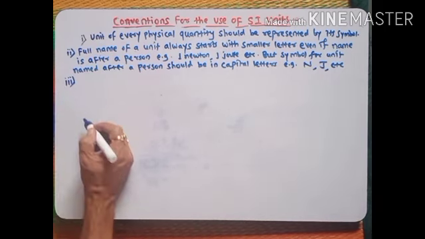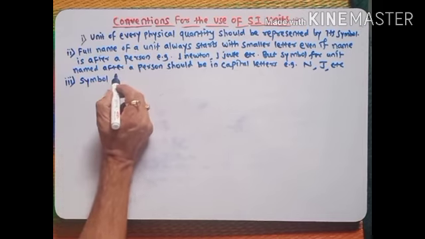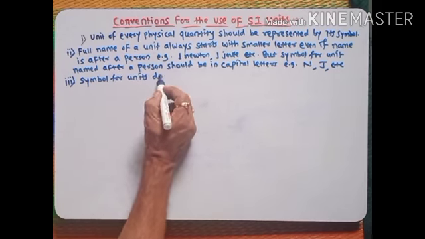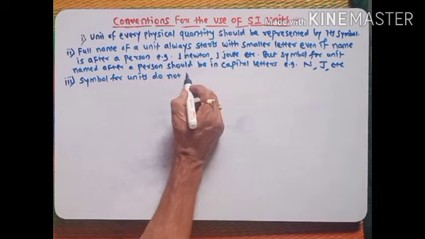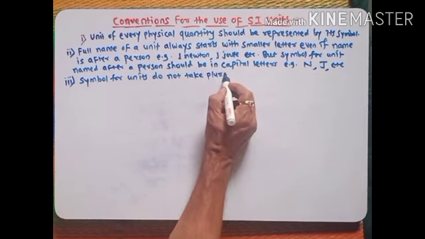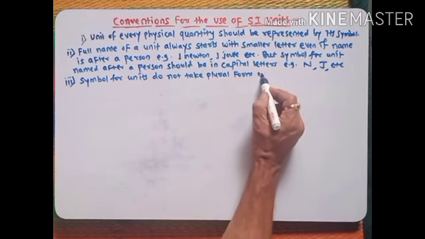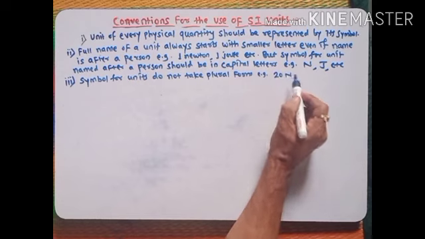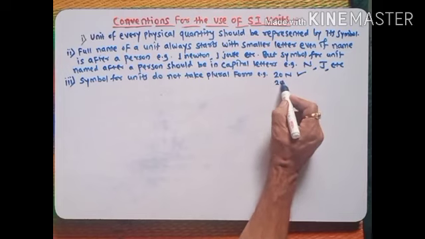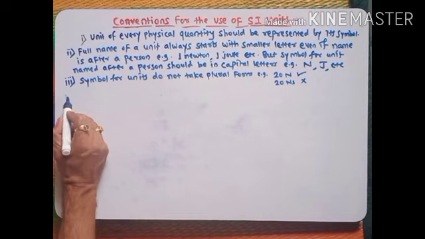Now we will consider the third rule. Symbols for units do not take plural form. For example, 20 N is right, but 20 Ns is wrong. Okay, this is the third rule.